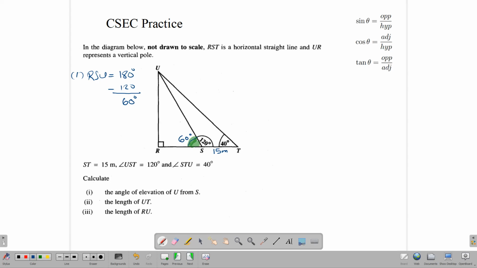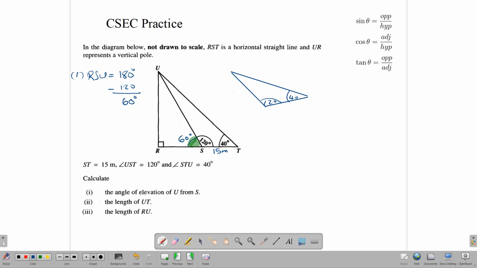All right, now that we've done that, let's move on to finding the length of UT. UT is this side, and we don't have many other measurements to find it. We have measurements on this triangle, so let us separate this triangle a little bit. Let's draw it a little smaller for space reasons. Let's fill in what we know about that triangle. This angle here is 120, and this angle here is 40.